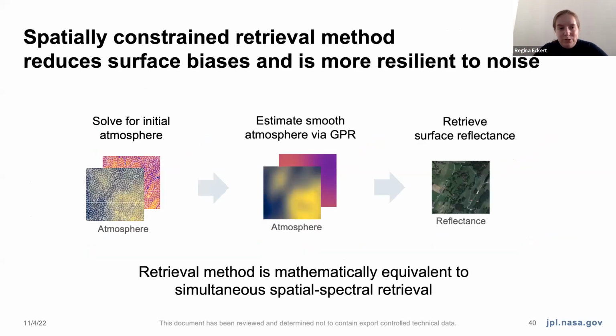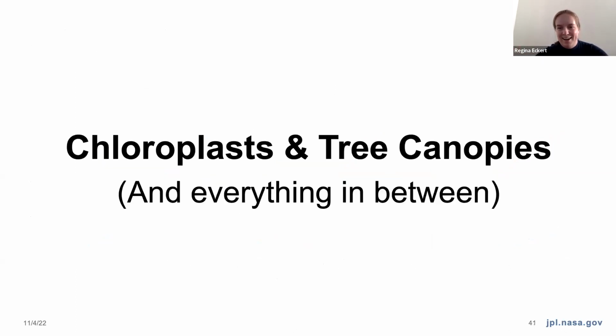So what I've shown here is this spatially constrained retrieval method, which reduces surface biases and is more resilient to noise, and is also mathematically equivalent to this spatial spectral retrieval. All right. Pause for any questions about remote sensing.